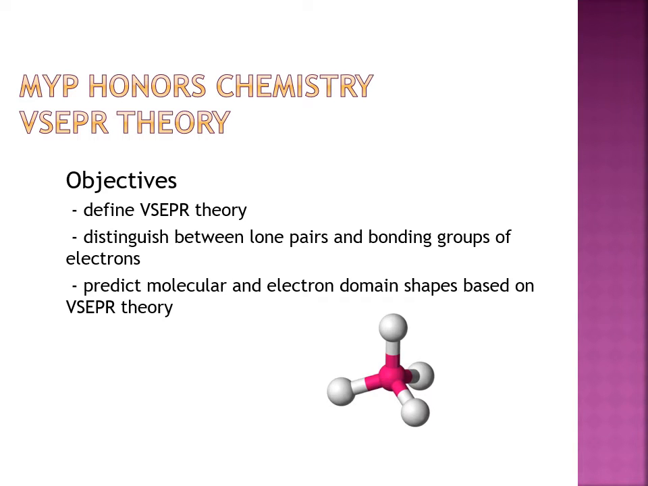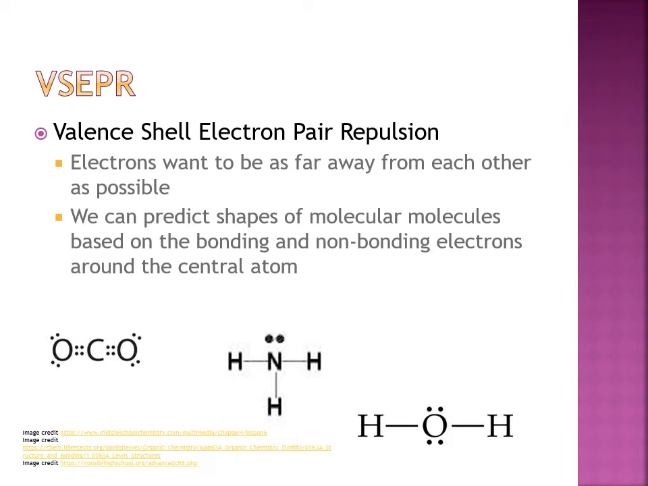Welcome to our video lecture on VSEPR theory. Our objectives for today: we're going to define VSEPR theory. We're going to distinguish between lone pairs of electrons, sometimes also called non-bonding pairs of electrons, and bonding groups of electrons. We're then going to use that information to predict molecular and electron domain shapes based on this super cool thing called VSEPR theory.